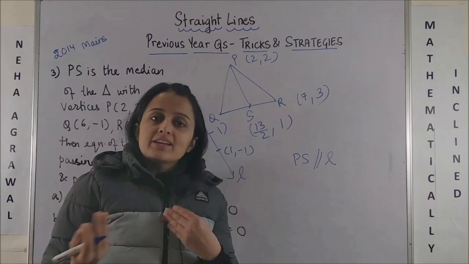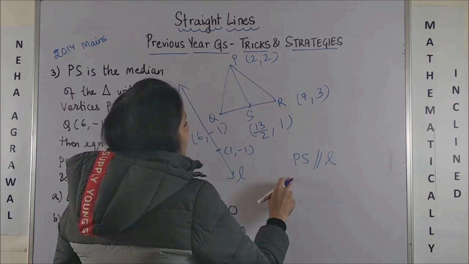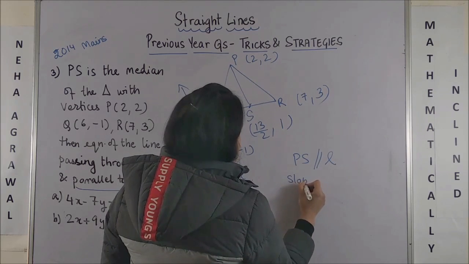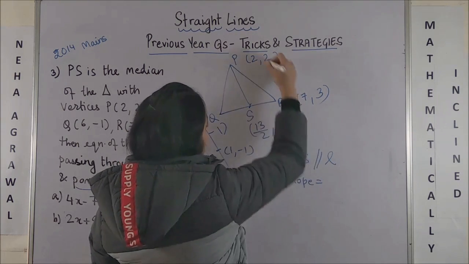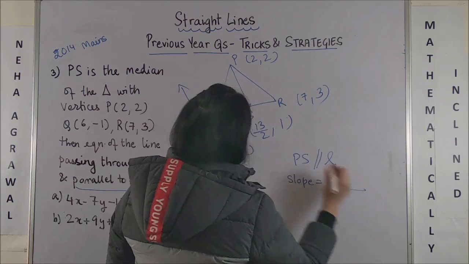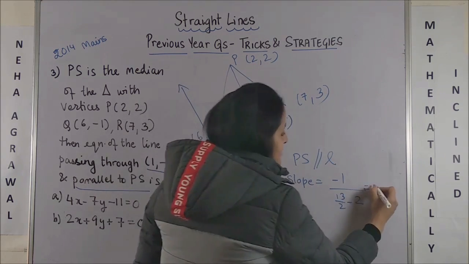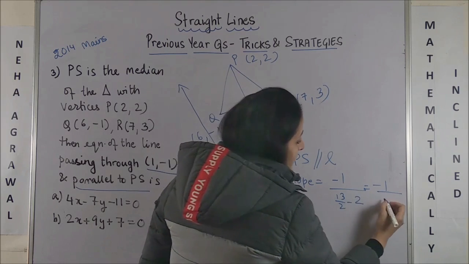Now in short, we are trying to say PS is parallel to this line L. So obviously their slopes would be equal. Now the slope of PS is going to be (1 minus 2), that's minus 1, over (13 by 2 minus 2), which on solving gives us 9 by 2.